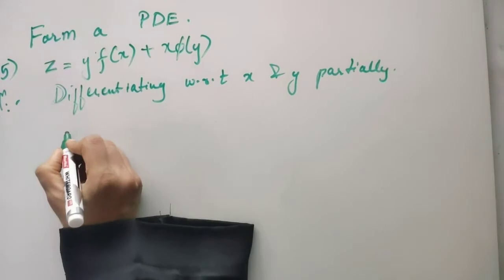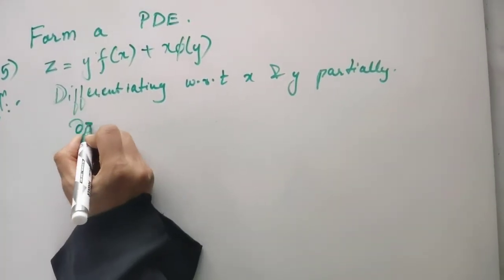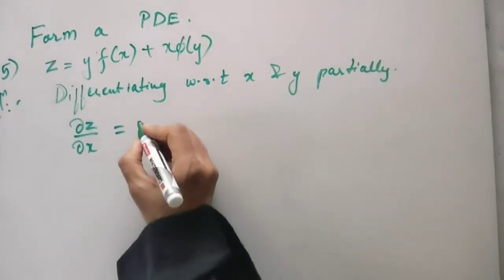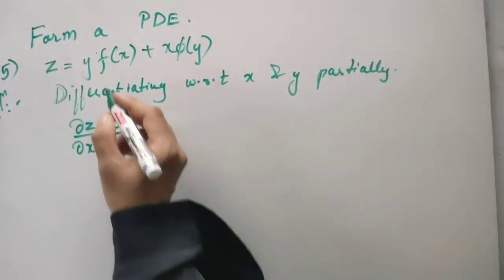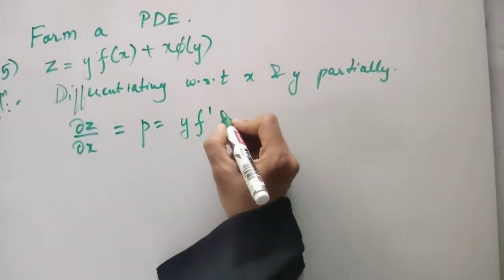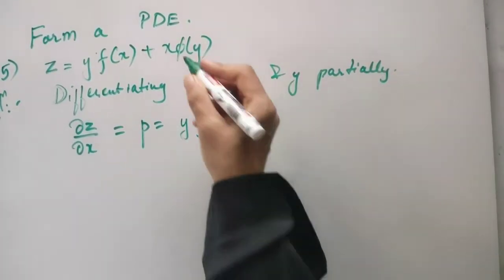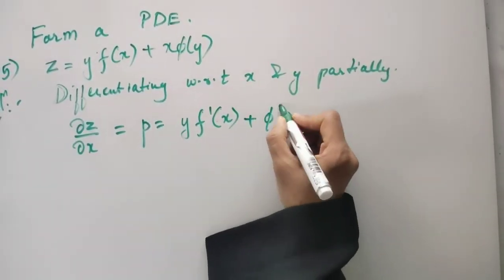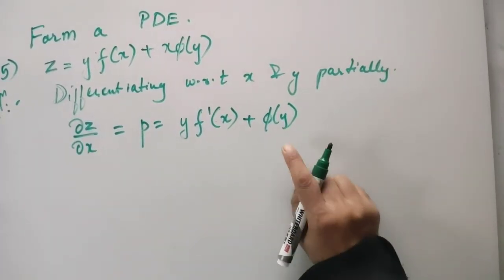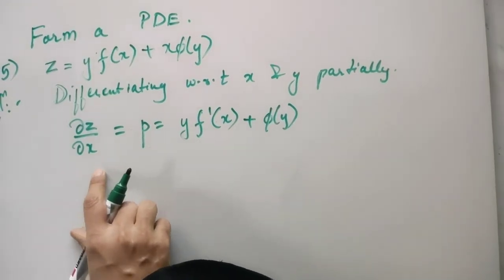So what do you get? Derivative of the left hand side, you can write it as ∂z/∂x, and you know very well you represent ∂z/∂x as small p, that is equal to derivative of this with respect to x alone. So y as it is, derivative of f with respect to x will be f'(x), plus derivative of x, it is 1, φ(y) as it is, because φ(y) is a function of y. So y is treated constant while we are differentiating with respect to x partially. So this we are done.